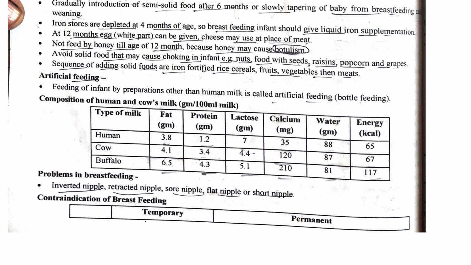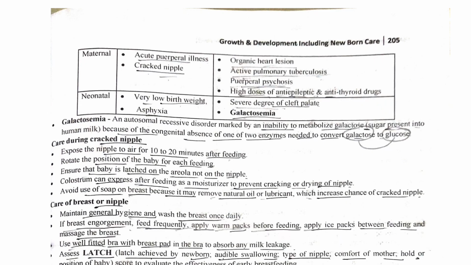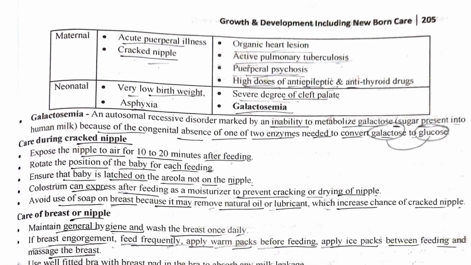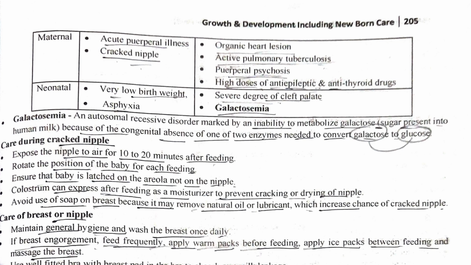Contraindications of breastfeeding: temporary and permanent. Maternal temporary contraindications are acute puerperal illness or cracked nipples. Permanent contraindications are organic heart lesions, active pulmonary tuberculosis, puerperal psychosis, and high doses of antiepileptic and antithyroid drugs. Next, neonatal, very low birth weight.